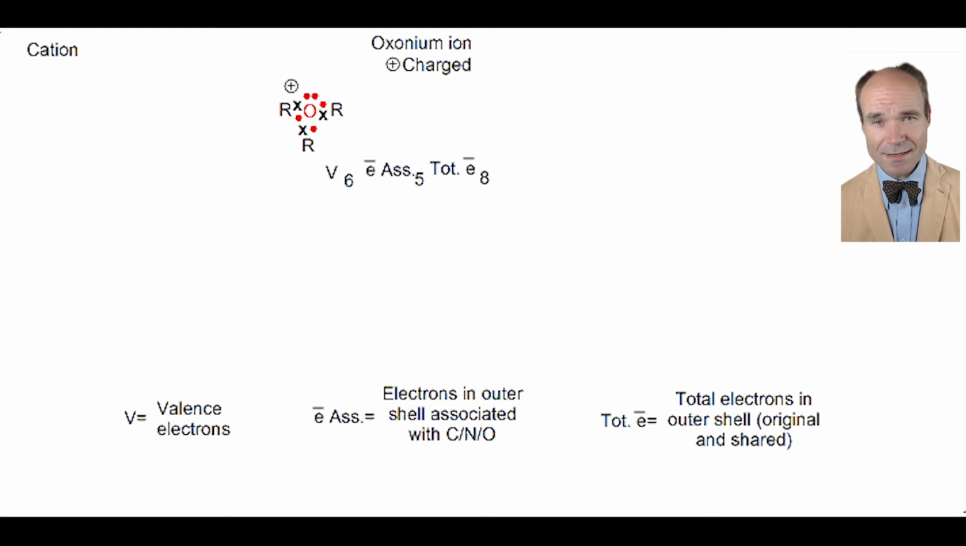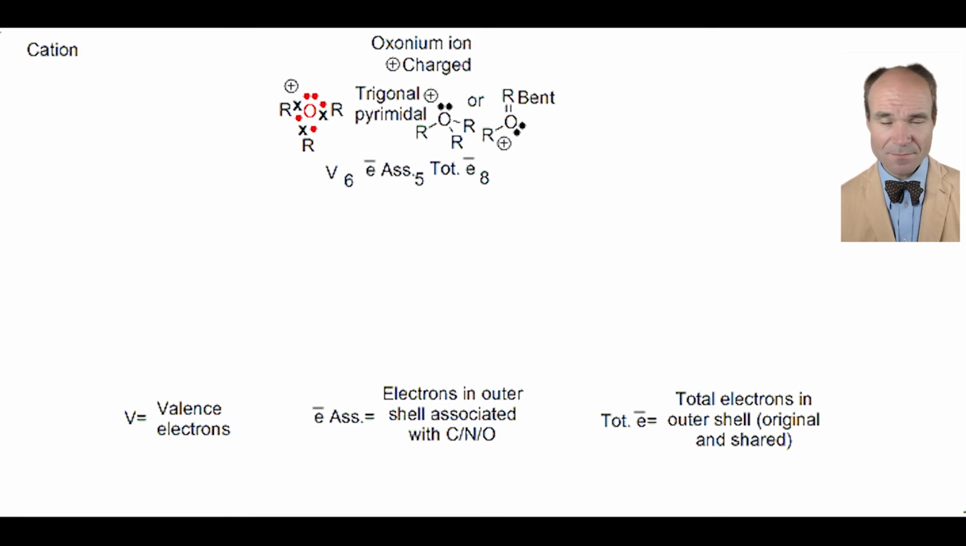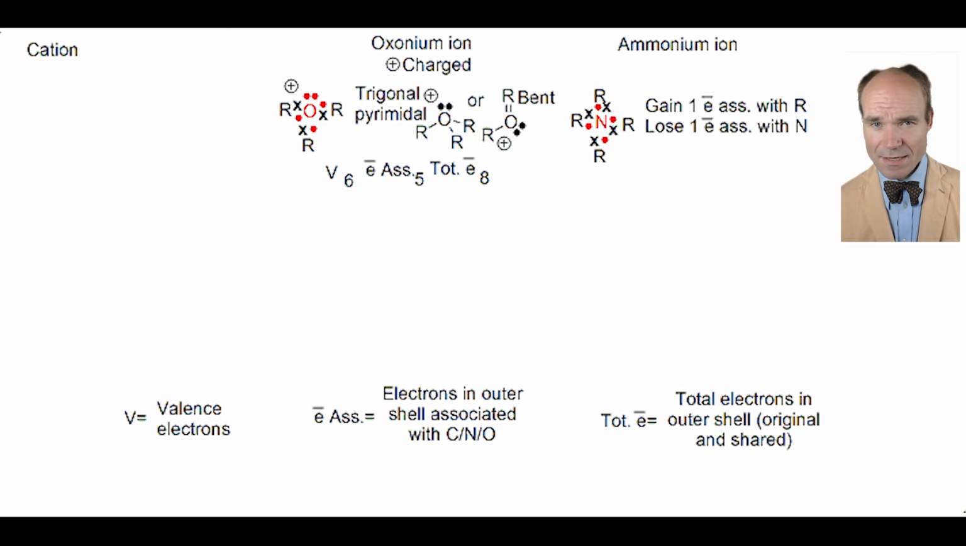The oxonium ion can have 3 single bonds attached to the oxygen to give a trigonal pyramidal structure, or a double bond and a single bond attached to the oxygen to provide a bent structure. What about nitrogen? Here, the cation is called an ammonium ion. To transform from the common neutral trigonal pyramidal nitrogen species, we have to gain one electron associated with an R group by creating a new covalent bond and lose one electron associated with nitrogen in a lone pair.